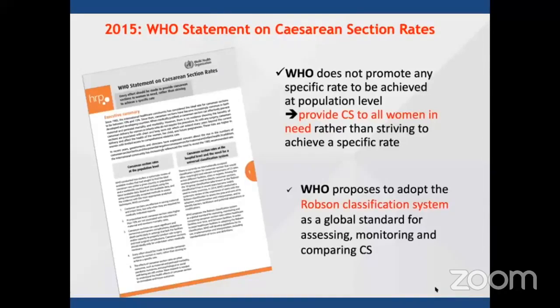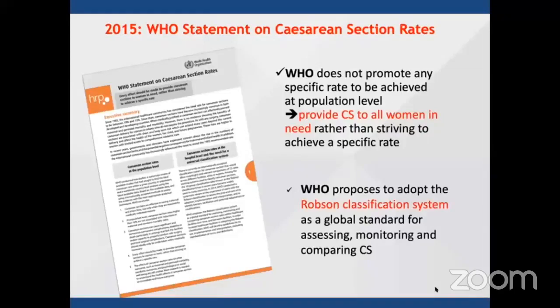But now it is all changed, and what it says now, and I think it is much more justified: provide cesarean section to all women who need it. Justify it, and if you're justifying it, then you can provide it. You should provide it to that woman, you should provide it to that baby, and not strive to achieve a specific rate. So do not strive to achieve any rate, but try to justify every cesarean section that you have done.